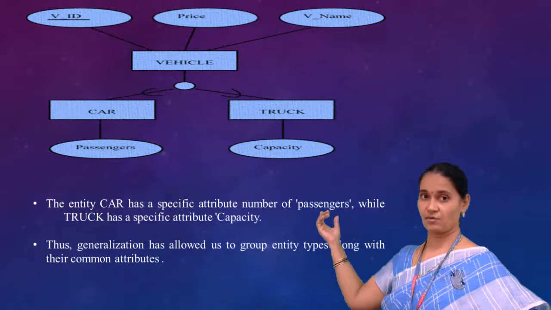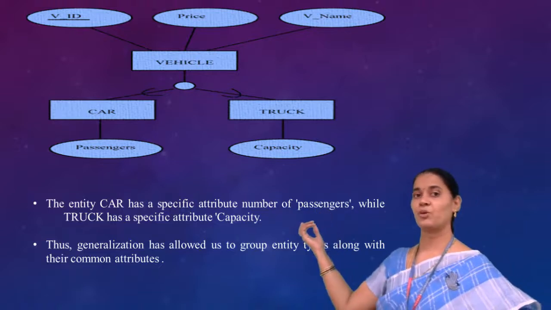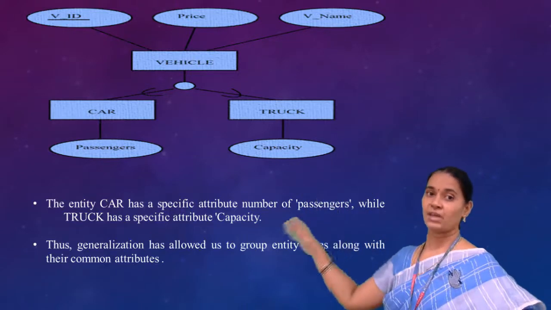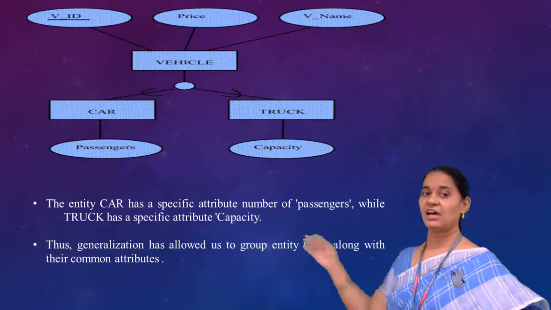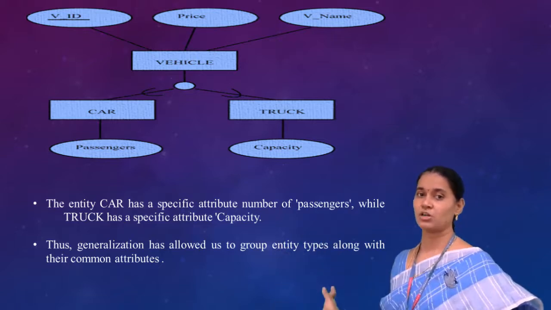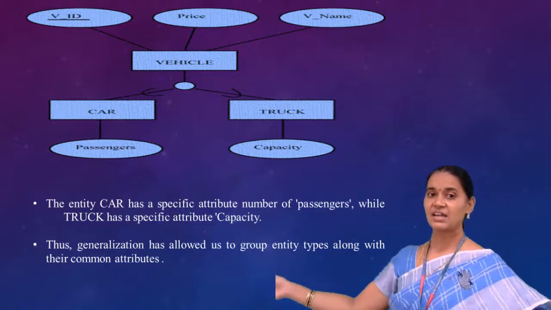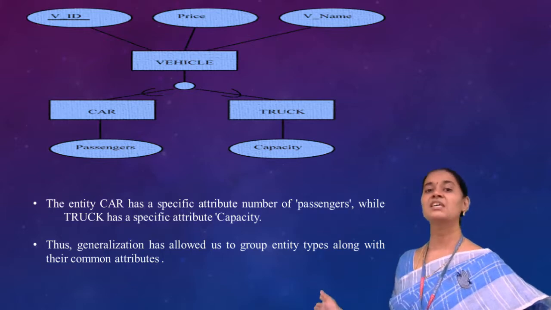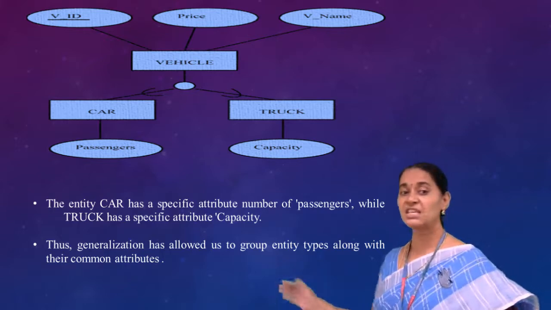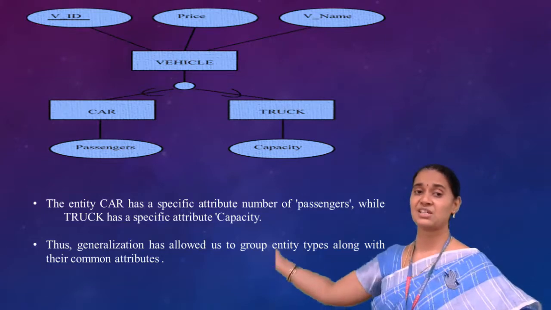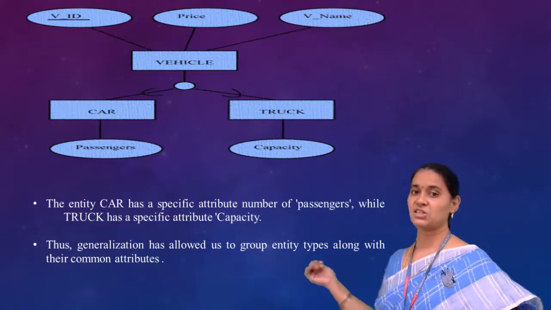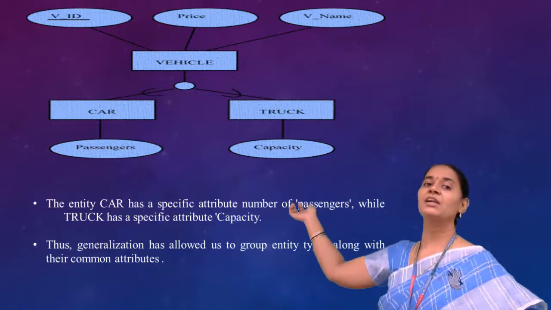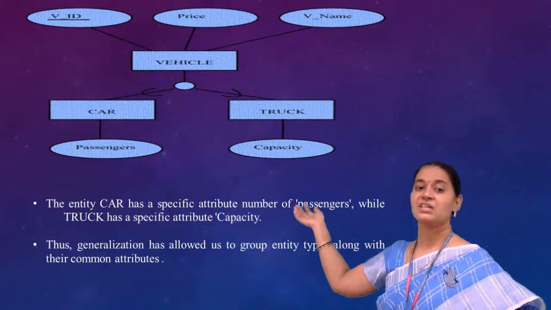Now I consider vehicle as an entity super type, in which the attributes are vehicle ID, price and vehicle name, followed by the subtypes car and truck. Car has its own attributes, truck has its own attributes which are specialized for them. The car entity has a specific attribute, passengers, while the truck entity has the specific attribute called capacity. Passengers is a specialized attribute of a car and capacity is a specialized attribute of truck, whereas the common attributes for car and truck are included into the vehicle. So this is called the generalization process.